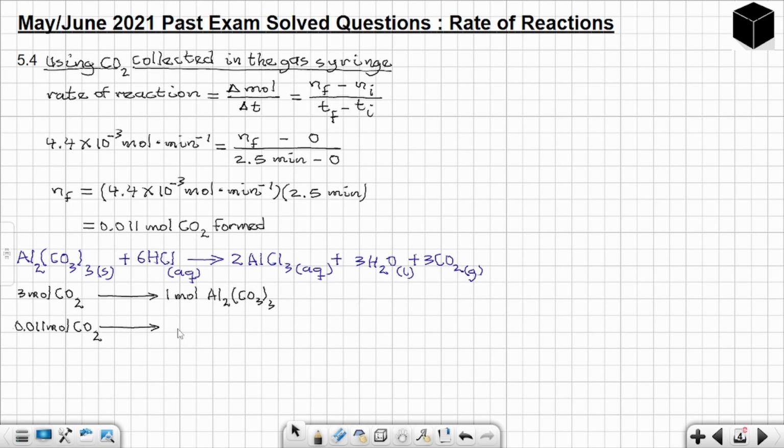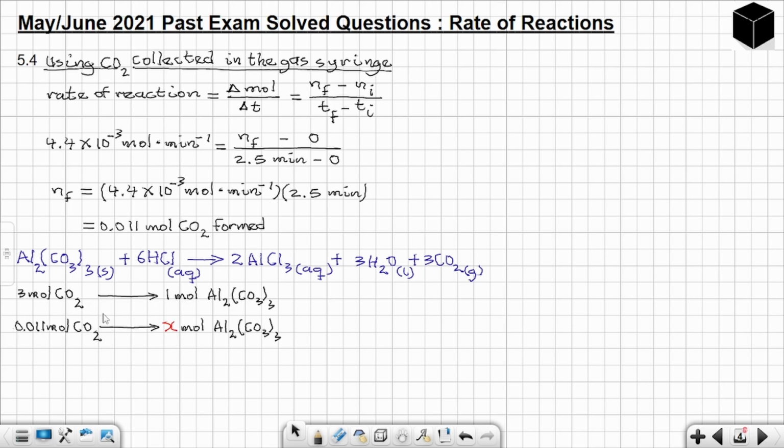Okay, so let's call it X. So we want to find X moles of aluminum carbonate. Okay, I hope you understand that. Can you see I've got my carbon dioxide on one side and my aluminum carbonate on the other side. This is what you should get first. So now what you want to do is to solve for X. You are going to use cross multiplication. So you have 3 times X. You use your coefficient to solve for X. So you have 1 there, 3 there, 0.011 and X there.